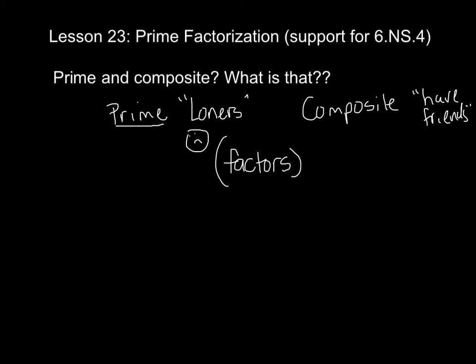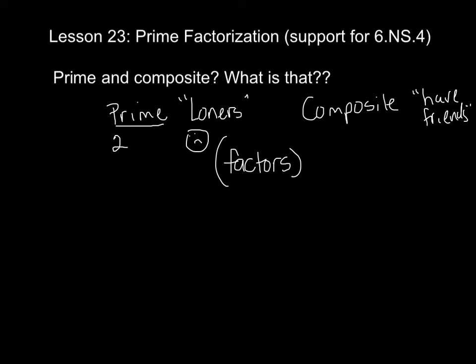So for the number, well, I don't want to use number 1. Let's go with the number 2. What factors can I use to build the number 2? Factors being numbers I multiply together. Well, the only numbers I can multiply together to make a 2 is 1 times 2. That's it. There's no other way to get 2. So he is a prime number because his only factors are a 1 and himself. He's got no other pair of friends.